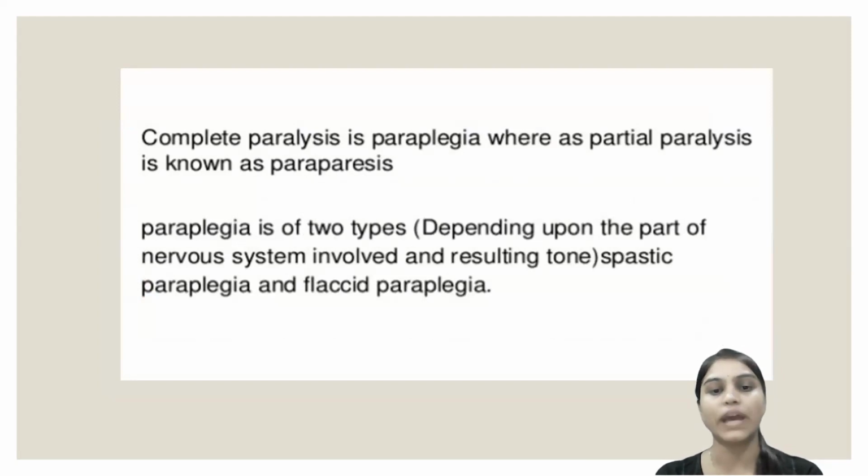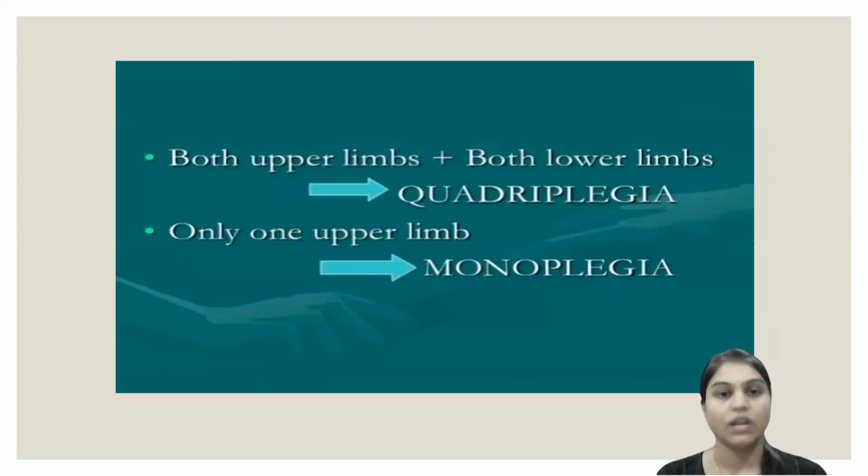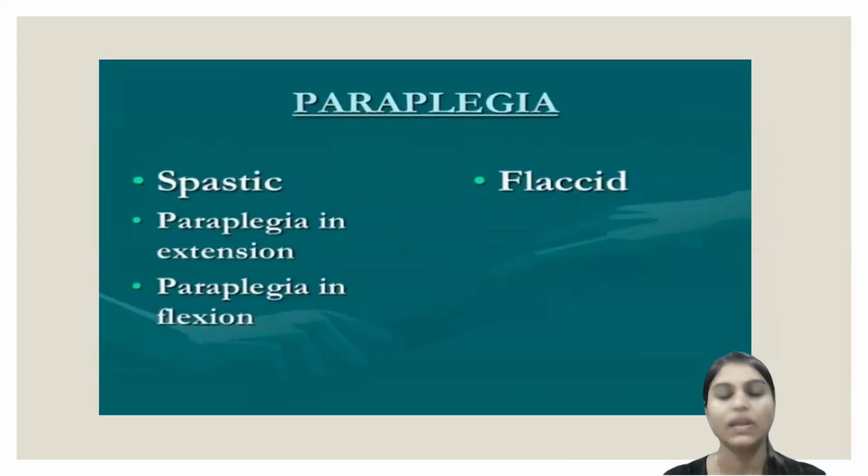Paraplegia is of two types, depending upon the part of the nervous system involved and the resulting tone: spastic paraplegia and flaccid paraplegia. Both upper limbs plus both lower limbs is quadriplegia; one upper limb is monoplegia. Spastic paraplegia is of two types: paraplegia in extension and paraplegia in flexion.